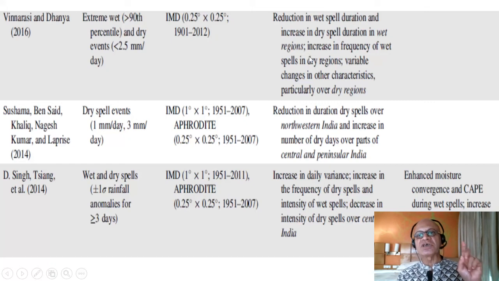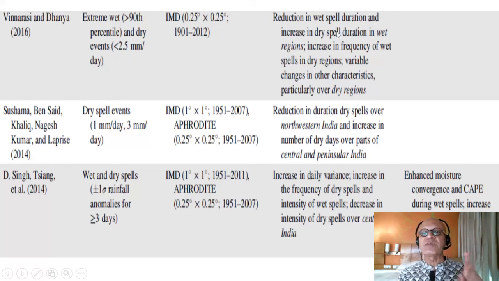Here this paper reports reduction in wet spell duration and increase in dry spell duration in wet regions. So this is taking active break periods but looking at climatologically dry regions and climatologically wet regions. So you can now imagine the complications we are adding, which is necessary, by the way, because rainfall distribution is climatologically very inhomogeneous over the whole country, even though we said there are homogeneous regions within the country. So you can look at wet and dry regions.